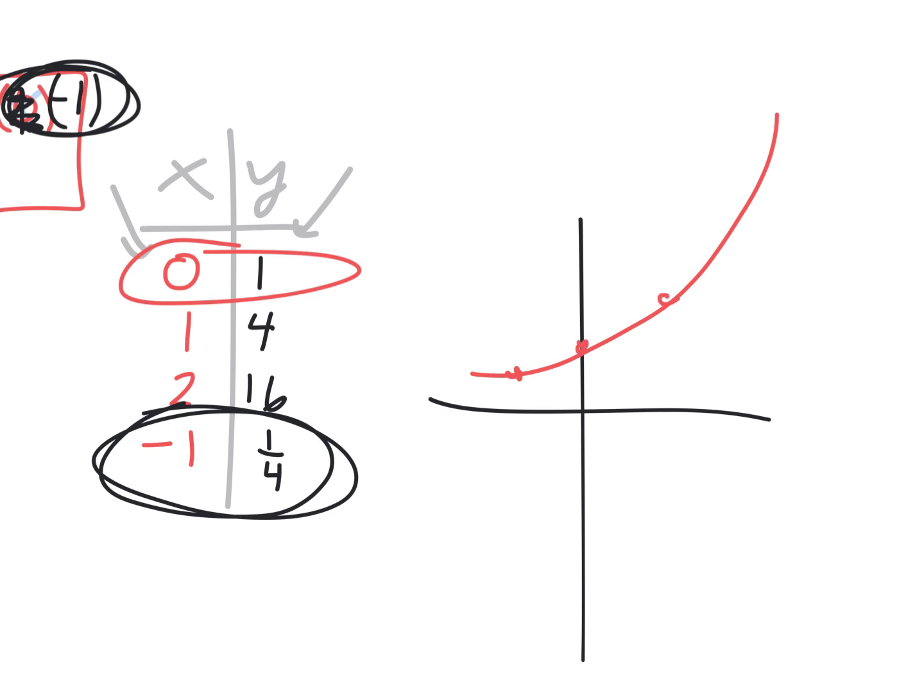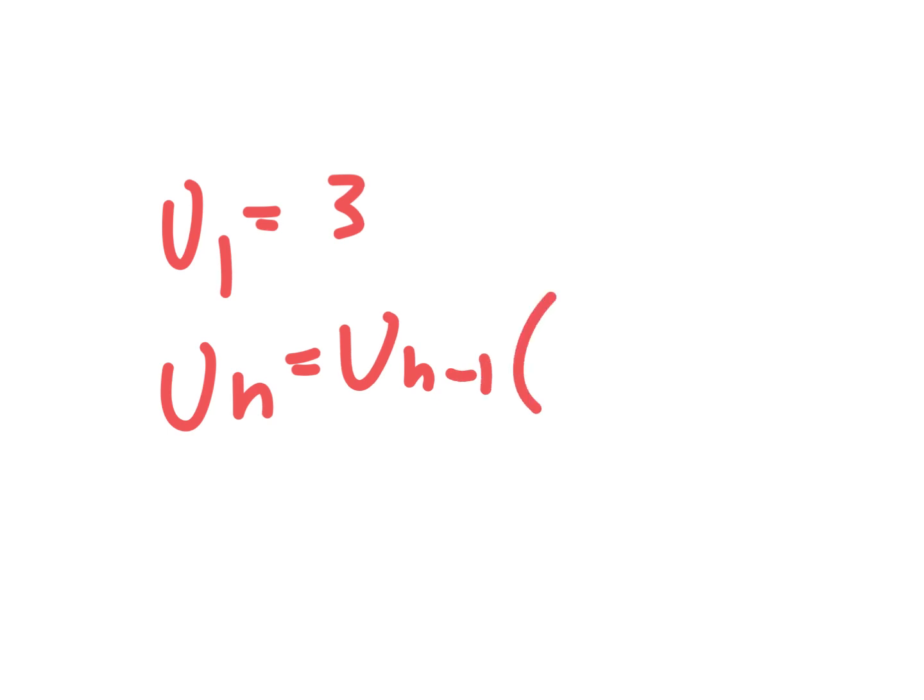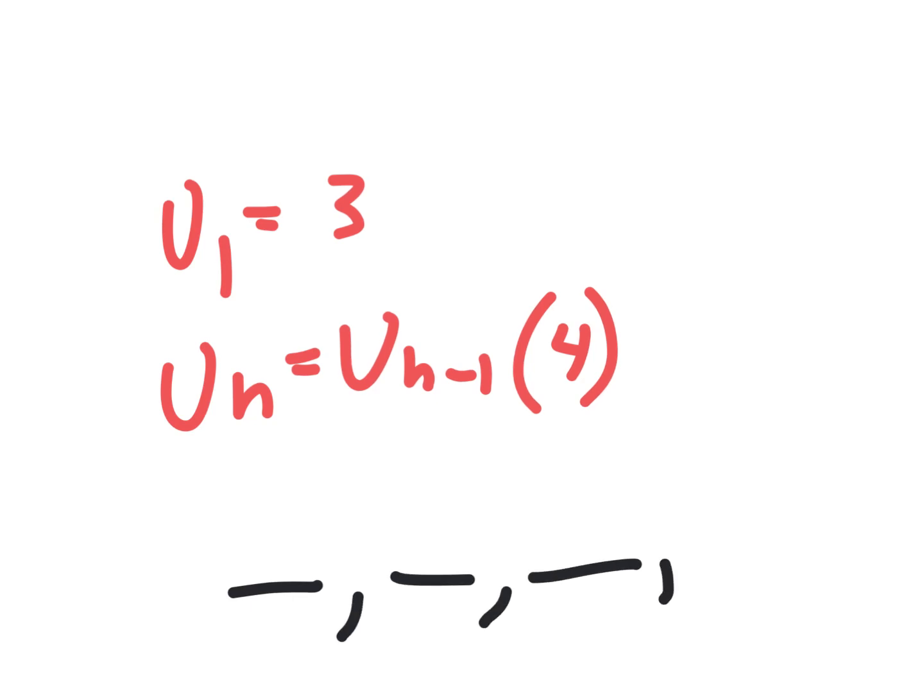And this is probably even not steep enough. Probably you'd go even steeper than that. Okay, so what else do we have to know? Man, so many things. If I say this, u1 equals 3, un equals un minus 1, parentheses 4. Do you remember what that means? If you do, you should be able to tell me the first 3 numbers on the list. Pause for a second. Give that one a try.